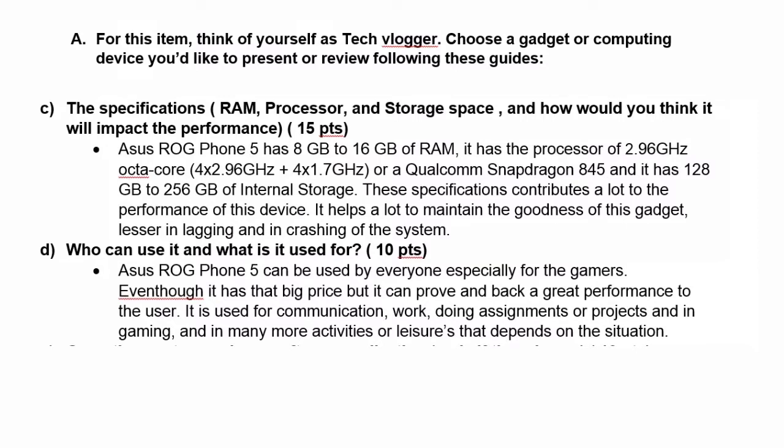Number 3. The specifications: RAM, processor, and storage space. And how would you think it will impact the performance? The Asus ROG Phone 5 has 8GB to 16GB of RAM. It has a processor of 2.96 GHz octa-core and or a Qualcomm Snapdragon 845, and it has 128GB to 258GB of internal storage. These specifications contribute a lot to the performance of this device. It helps a lot to maintain the goodness of this gadget, with less lagging and crashing of the system.